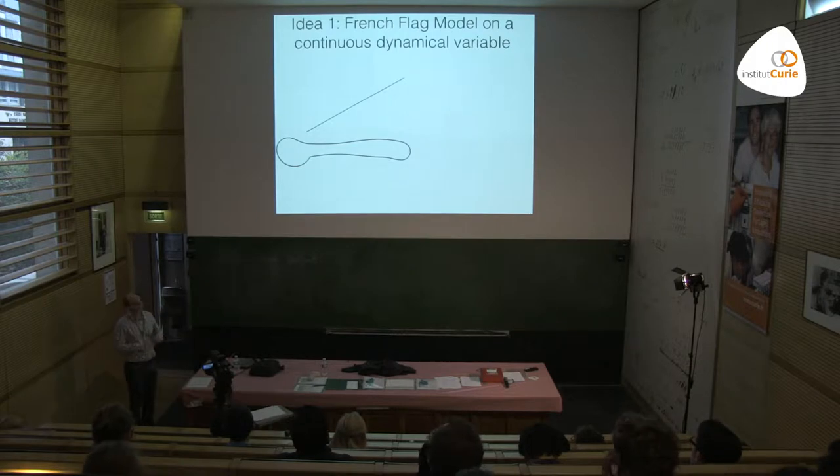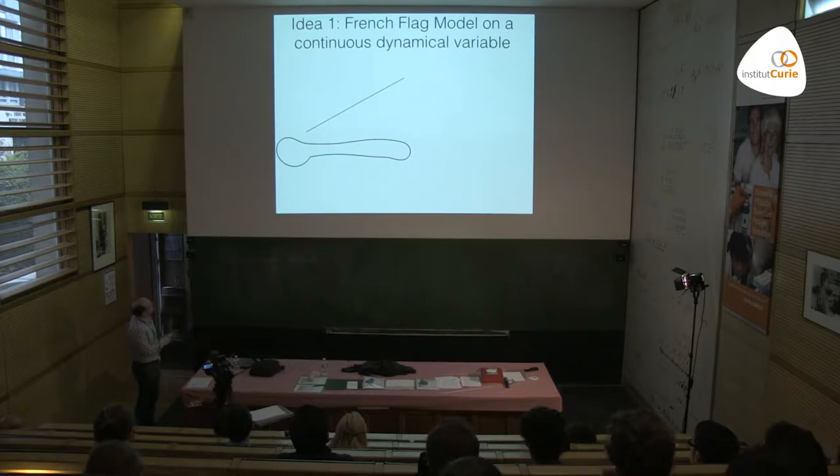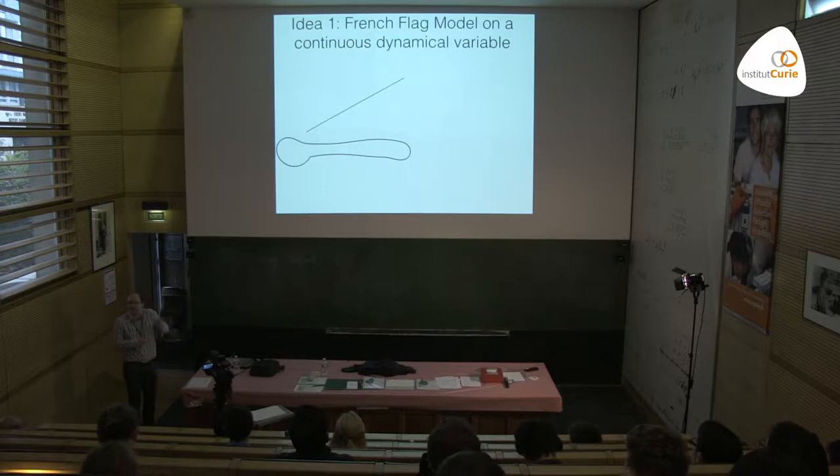Basically, they assume that there is a French flag model on a continuous dynamical variable. So what does that mean? Imagine this is your embryo here, and imagine I now define a temporal coordinate on this embryo. A temporal coordinate could be defined by something accumulating or graded, but then decaying. And then as a function of the position, cells are going to be exposed to the signal for different times.